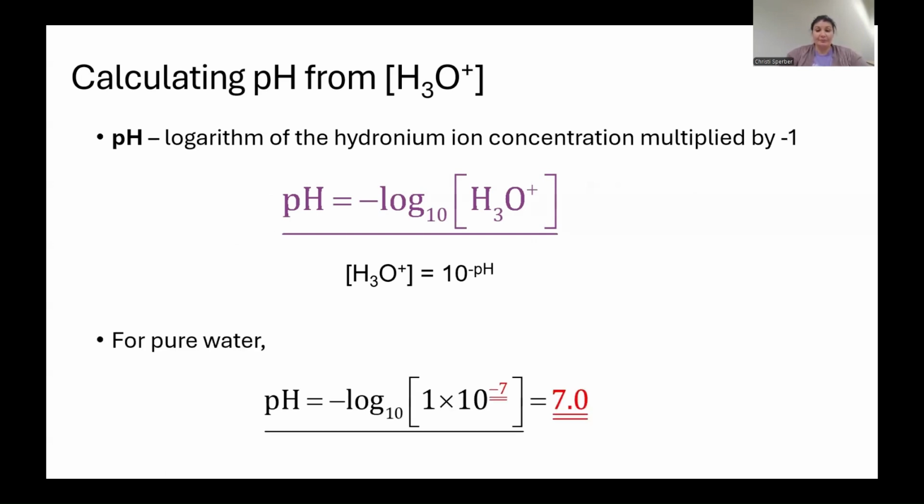For pure water, pH is negative log of 1 times 10 to the negative 7th. The hydronium ion concentration and the hydroxide ion concentration are equal for pure water because the pH is 7, and the concentration of both of those is 1 times 10 to the negative 7th, so that's where we get that number. And the negative log of 1 times 10 to the negative 7th is 7.0. So that shows you how you get the pH from the concentration of the hydronium ion.